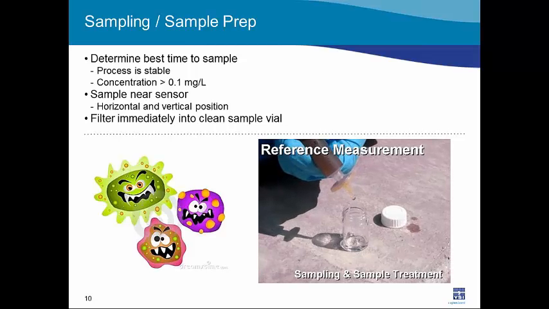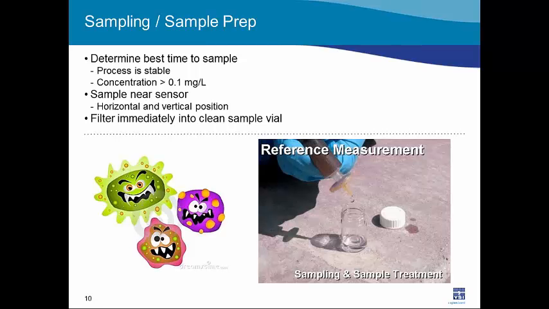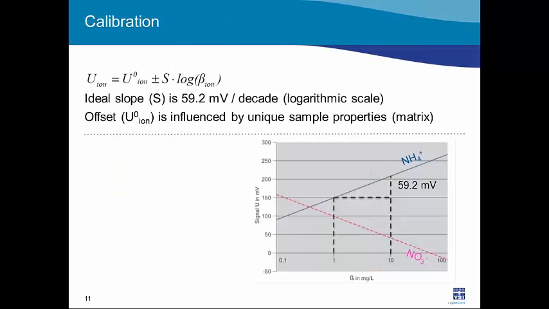So this person is rinsing out the sample dipper once, using a syringe. A syringe filter on the end of the syringe, and then pushing the sample through the syringe to get a clear sample free from bacteria that can change the sample concentration. So that's the proper technique for sampling and sample prep.